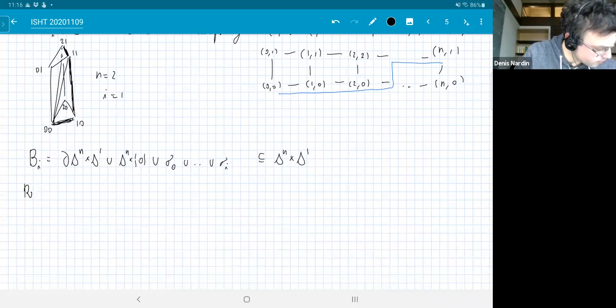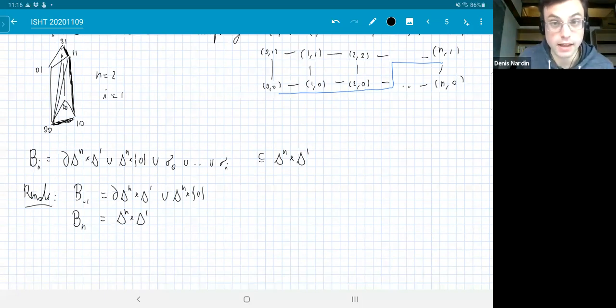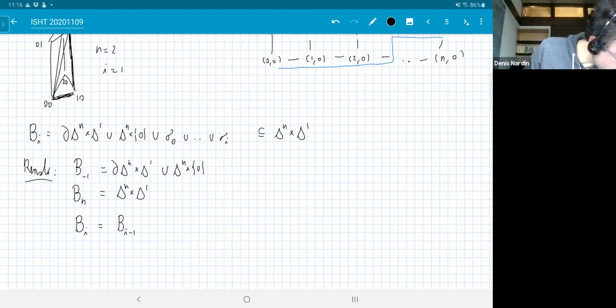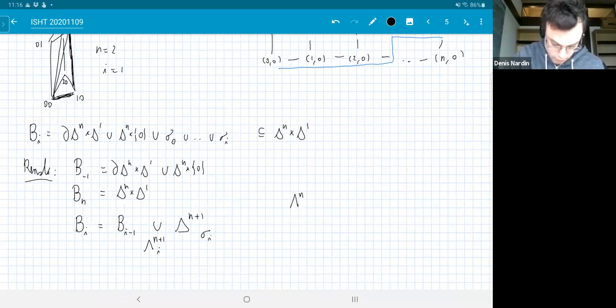And so the remark is, well, B minus one is this guy. That's by definition. B_n is actually everything. You check there is nothing left, because every simplex is a subsimplex of some sigma i. And more importantly, you can get B_i from B_i minus one by gluing this sigma i along an inner horn. So you can write a pushout diagram like this.